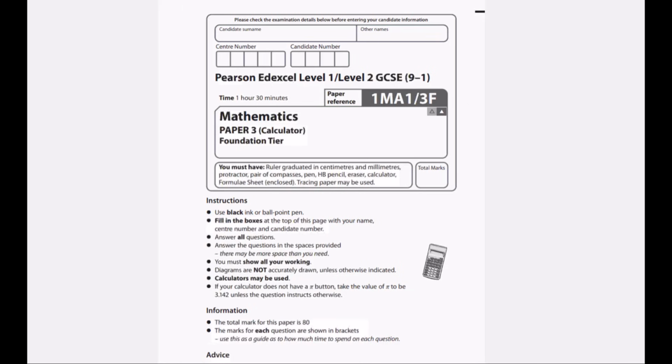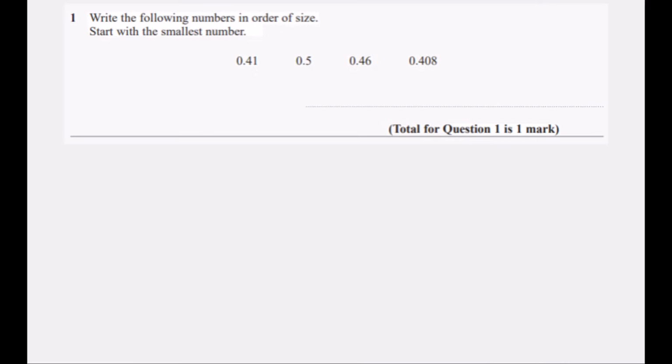This is the Edexcel Foundation Tier, Paper 3 from November 2022. Question 1. Write the following numbers in order of size. Start with the smallest number.